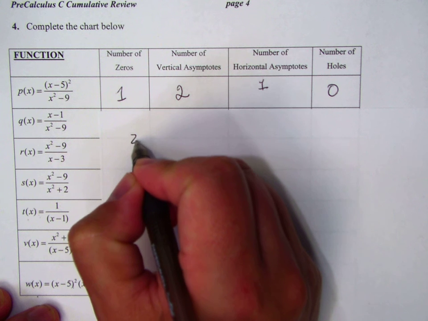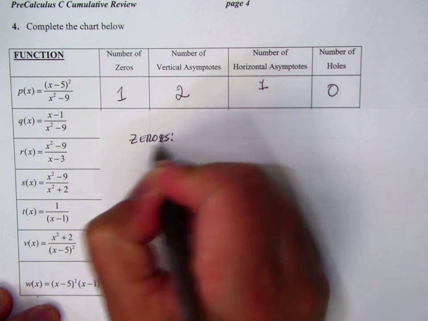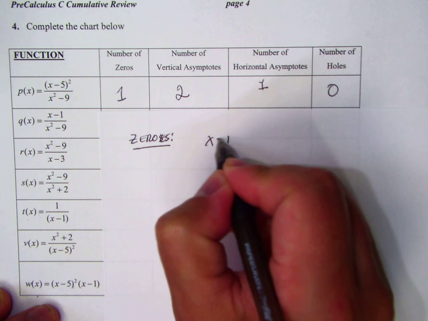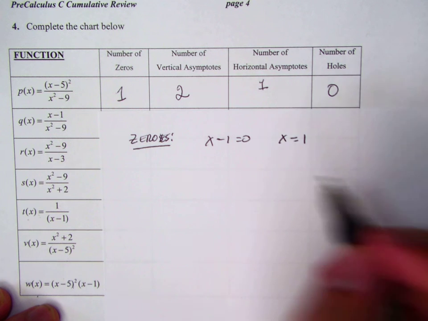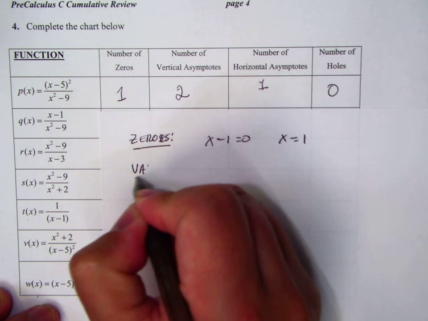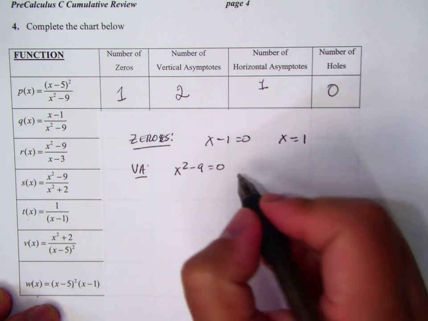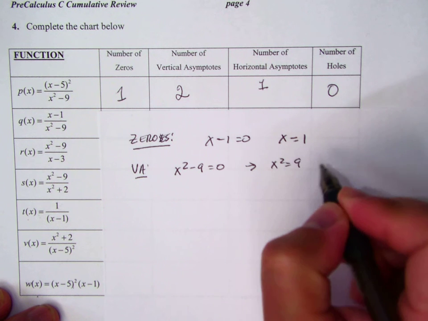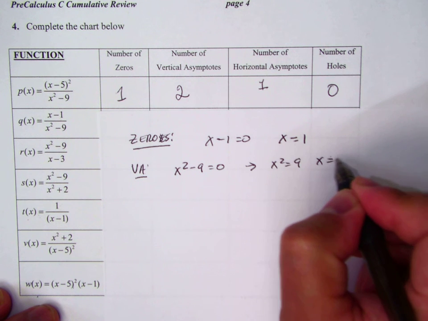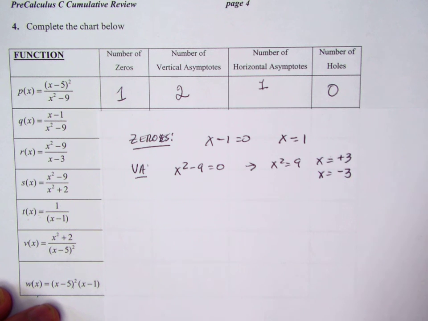So we're going to look for candidates for zeros. That's when the numerator is equal to 0. So our candidate is when x is equal to 1. Vertical asymptotes is when the denominator would go to 0. And as before, we find that x can equal plus 3 or x can equal negative 3.